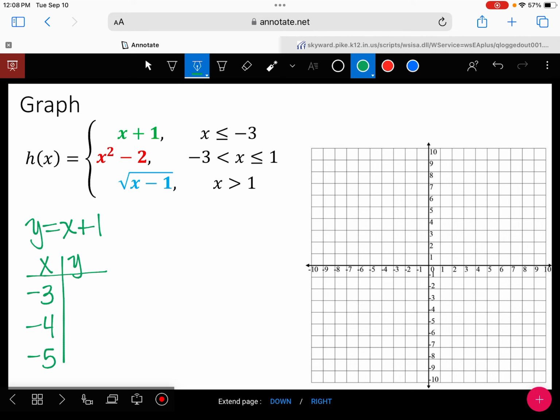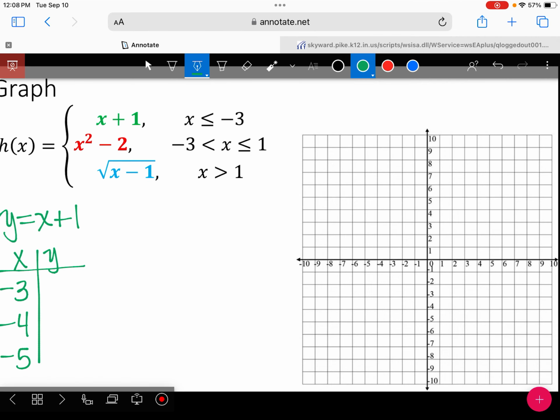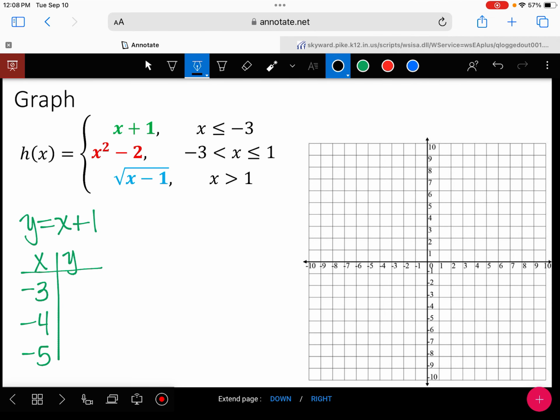Now, whenever it's 3 functions, I do like to draw in something to separate. I'm going to actually separate my graph into 3 pieces. This is optional. I'm going to draw in what I like to call a fence. So I'm going to draw in a fence at -3 and a fence at +1 to kind of divide my graph into pieces.